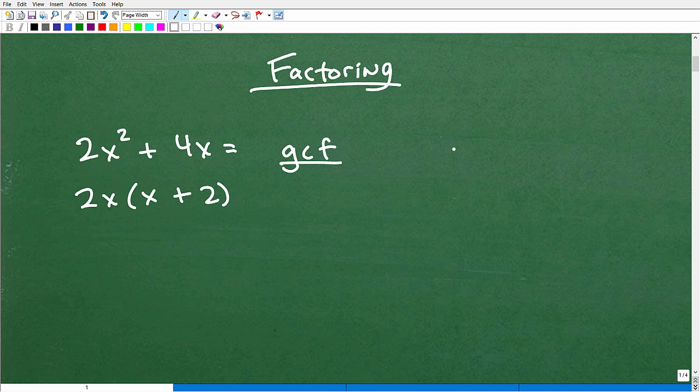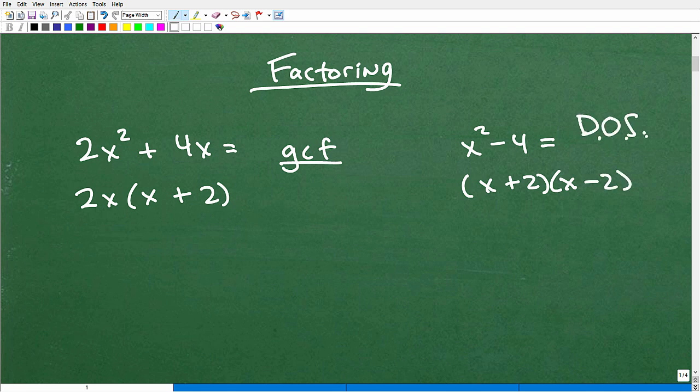Then you need to know how to deal with special situations like this, x squared minus 4. There are other types of special scenarios, but this is going to be x plus 2 times x minus 2, and this is an example of using something called the difference of two squares.